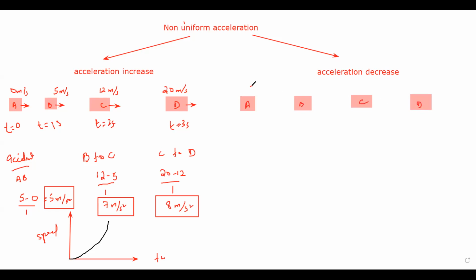For example, here it is 0 meters per second, then it is 5 meters per second at time equal to 1, then it is 9 meters per second when time is equal to 2, and then it is 13 meters per second, or 12 meters per second, when time is equal to 3.